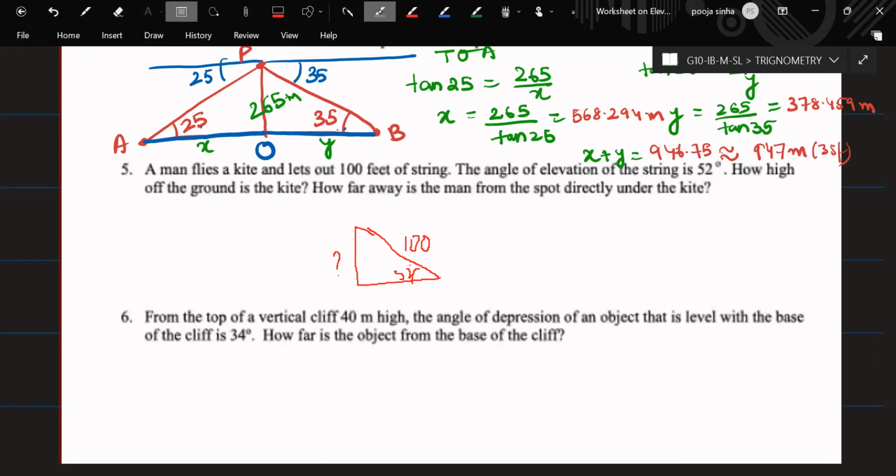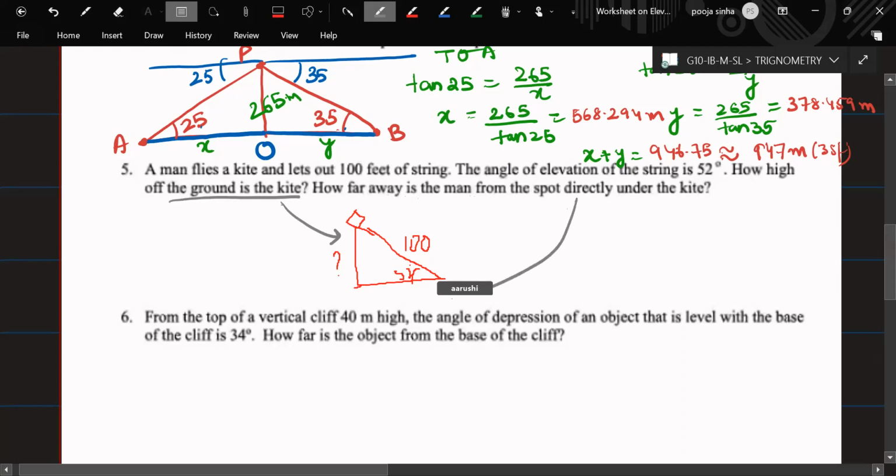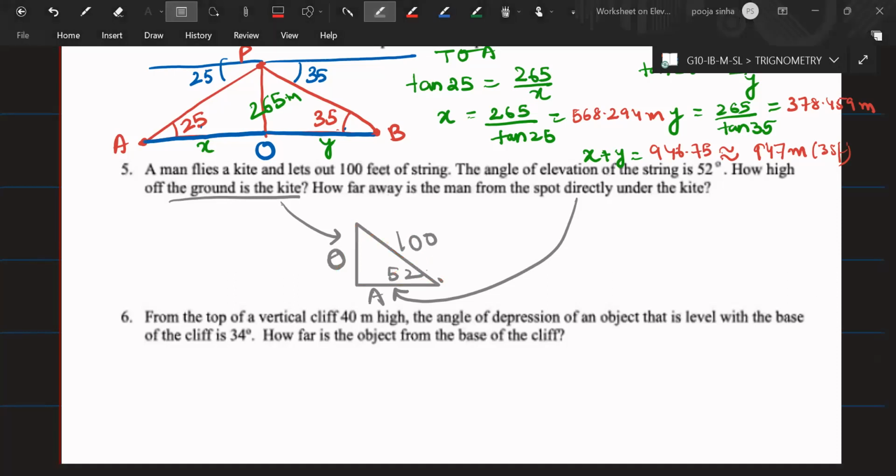You'll use sin and cos. You're supposed to find out two things here: how high the kite is from the ground, and how far away the spot directly under the kite is. This is your diagram. One side is opposite, which we don't know, and one is adjacent. This is 52 degrees, correct? So we are going to find out these two things. The kite is here.